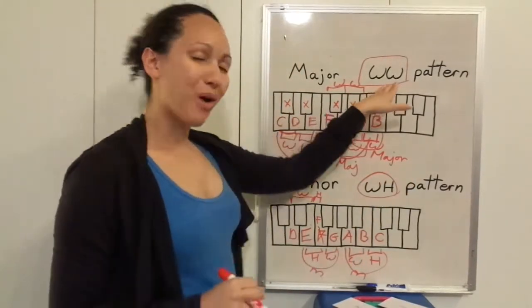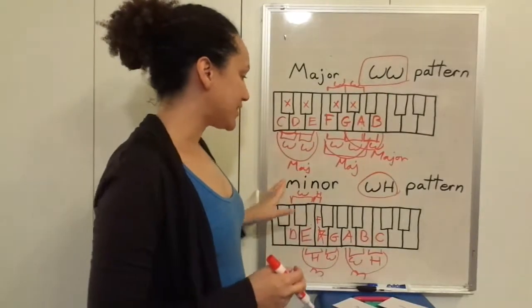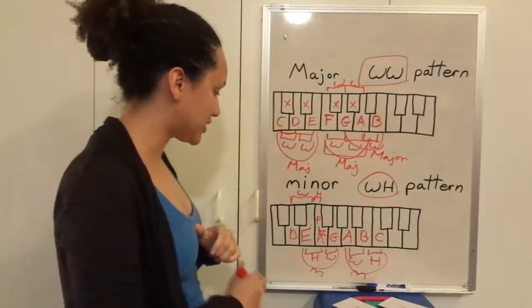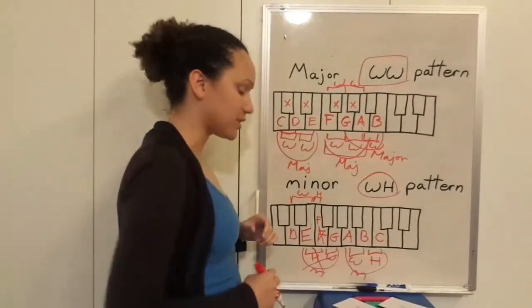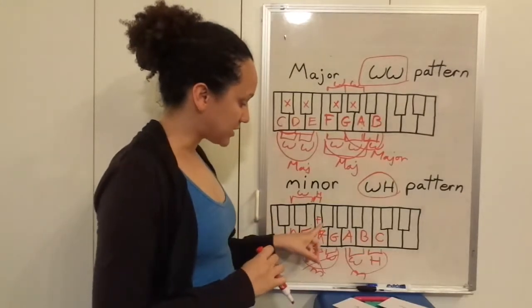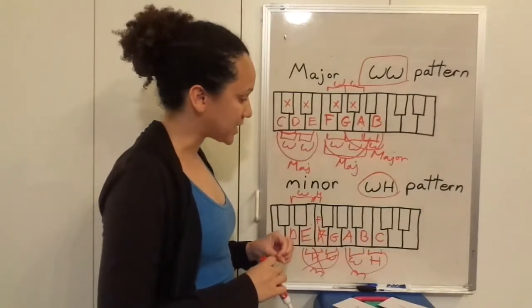Major is a whole step pattern. Minor is a whole step, half step pattern. So you have a little bit smaller interval. You can forget about this one down here. It sounds minor, that it's minor, but the pattern ended up being opposite.